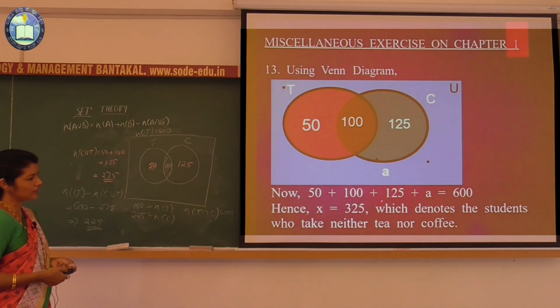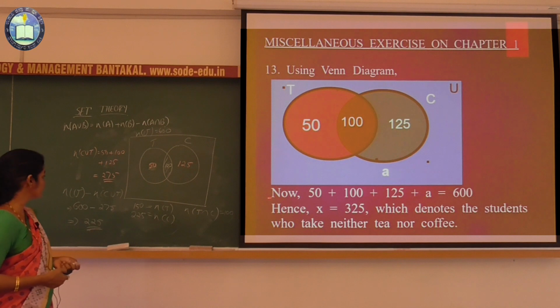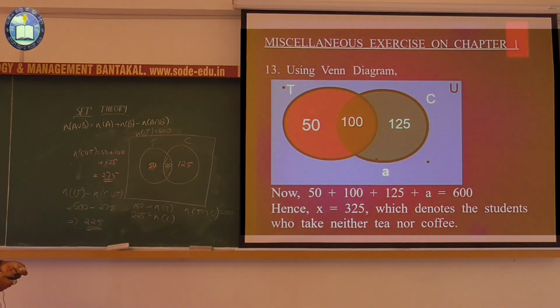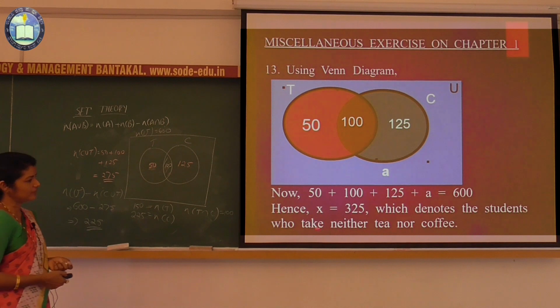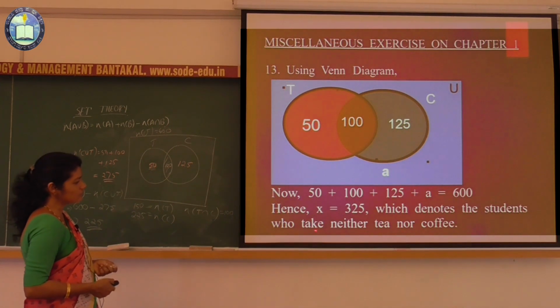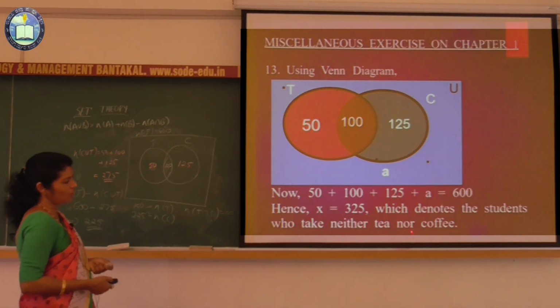Plus 100 plus 125 gives you 275. From the universal set, if you subtract that 275, that gives you 325, which denotes the students who take neither tea nor coffee.